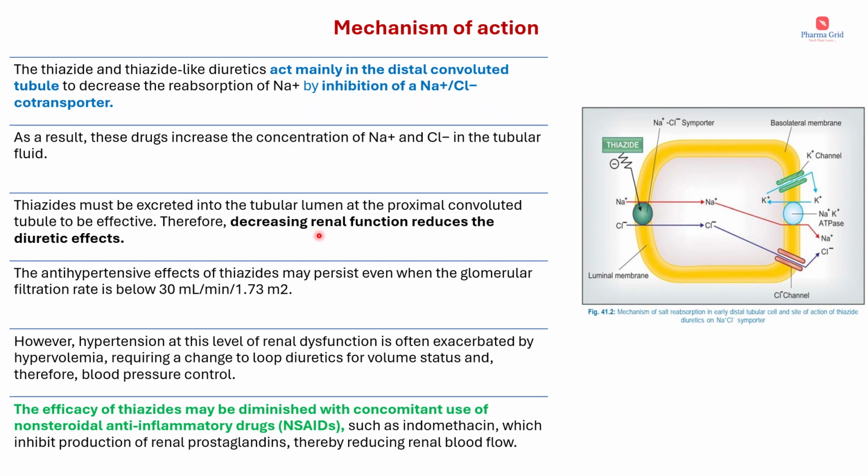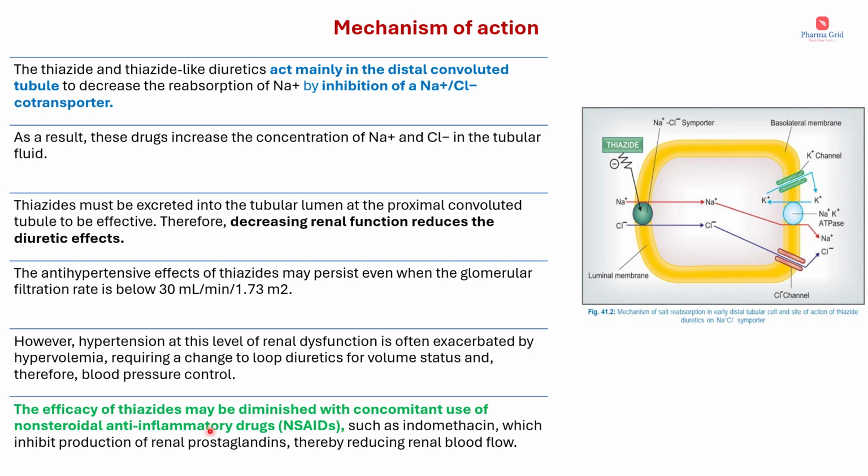Thiazides must be excreted into the tubular lumen at the proximal convoluted tubule to be effective. Therefore, decreasing renal function reduces the diuretic effects. The antihypertensive effects of thiazides may persist even when the glomerular filtration rate is below 30 ml per minute per 1.73 m². However, hypertension at this level of renal dysfunction is often exacerbated by hypervolemia, requiring a change to loop diuretics for volume status and therefore blood pressure control.